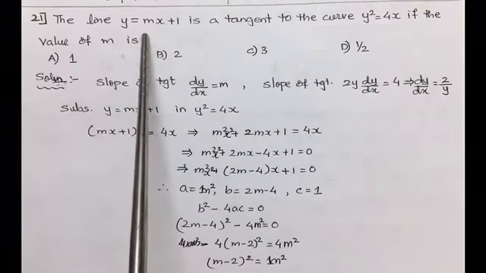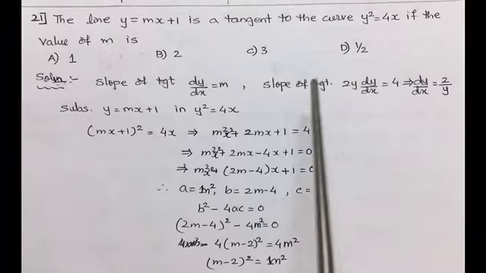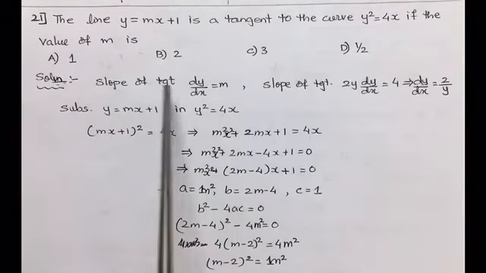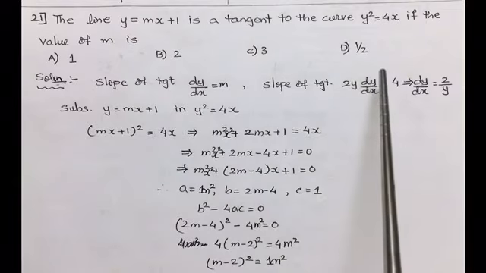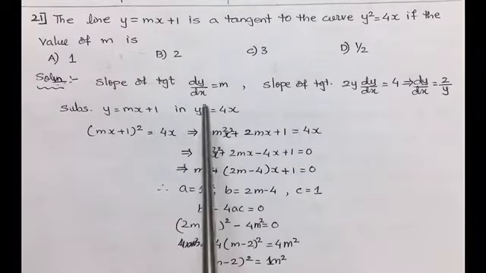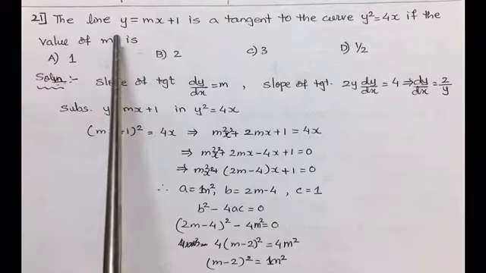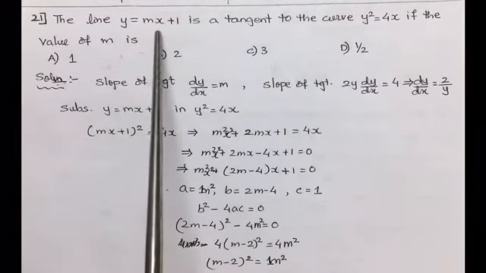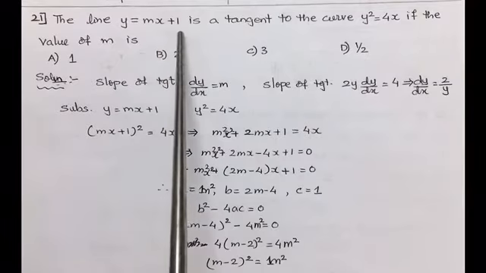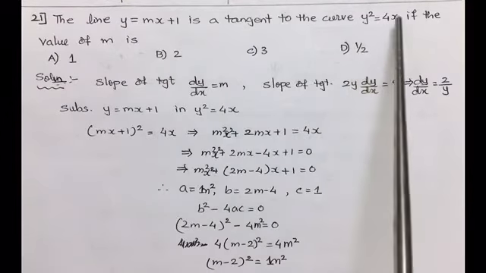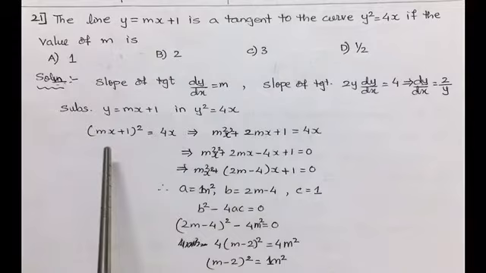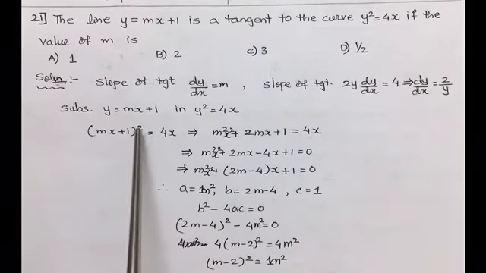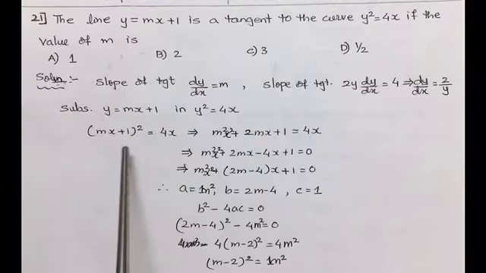Now as this line is the tangent to the curve, the slopes will be equal, but here we are not going to equate the slopes. Instead we will directly take the value of y equal to mx plus 1 and substitute in the curve. So we get here (mx plus 1) whole square equal to 4x.